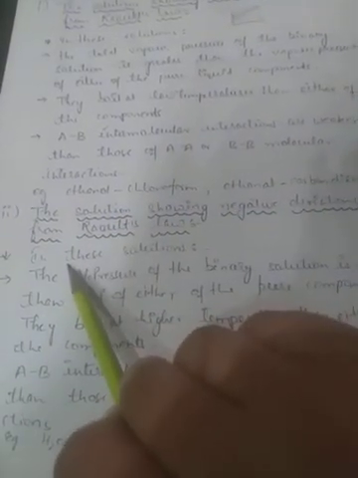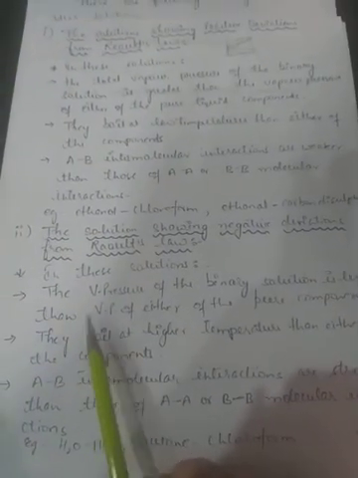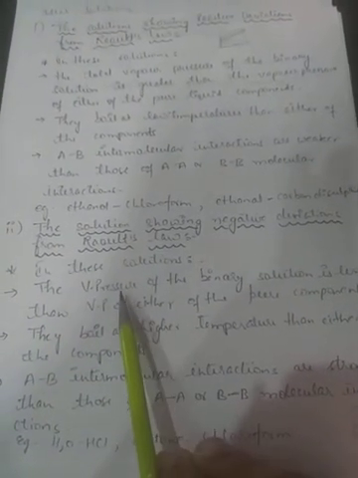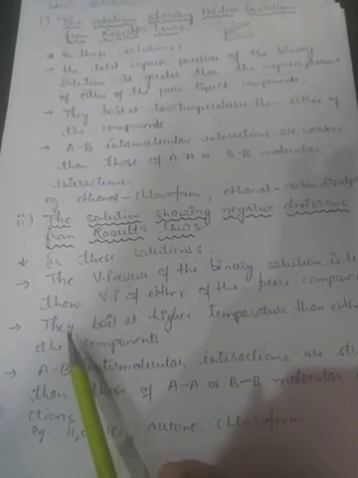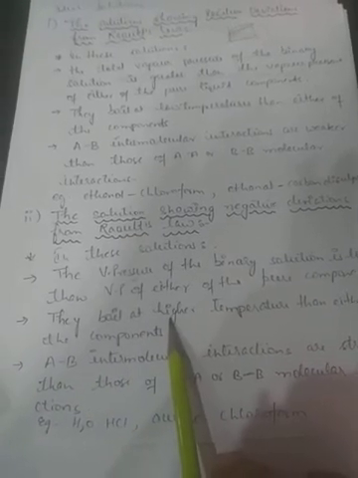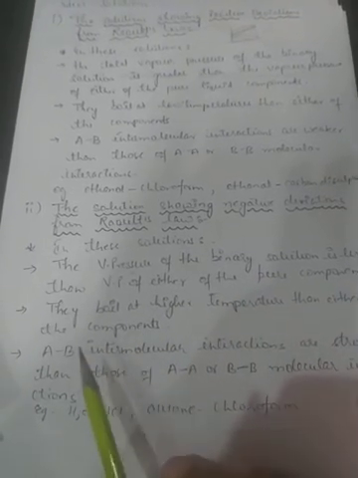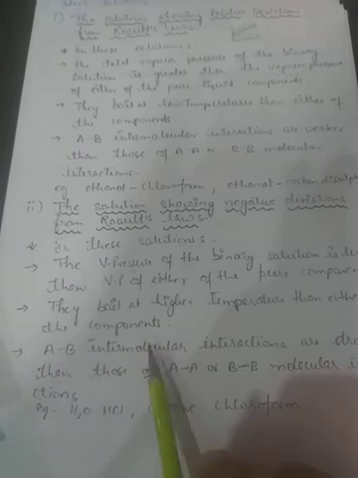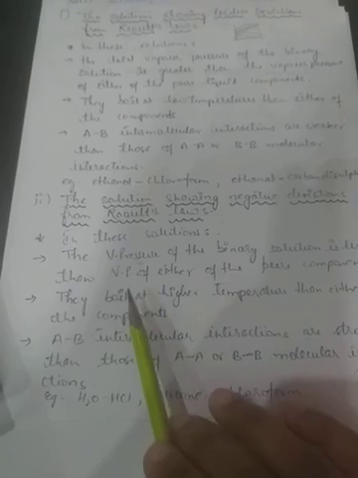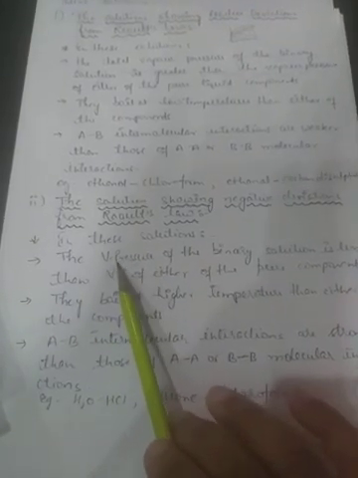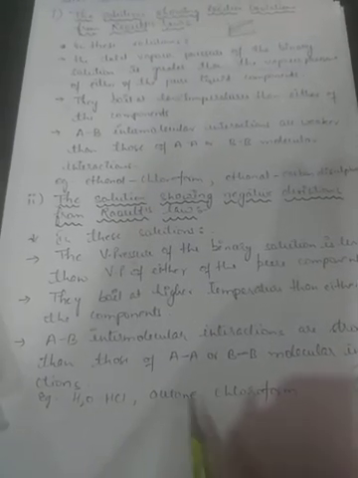The first point in negative deviation is that the vapor pressure of the binary solution is less than the vapor pressure of either of the pure components. Its vapor pressure will be the lesser one, that's why it will show the negative deviation. The second point is they boil at higher temperature. Obviously, their boiling point will be higher than either of the components, and this shows that the new AB intermolecular interactions are stronger, that's why they will boil at higher temperature, and that's why their vapor pressure is lesser. The examples are water and HCl, and acetone and chloroform.